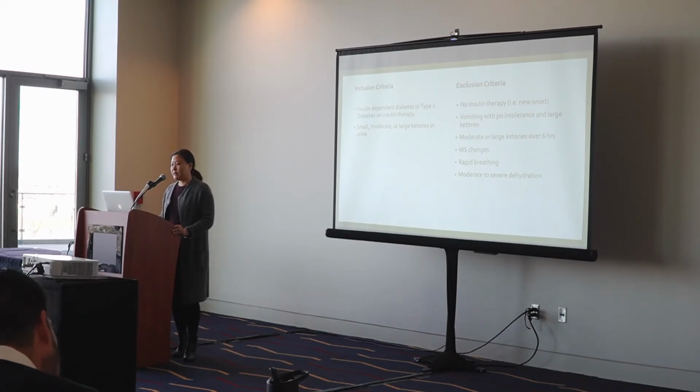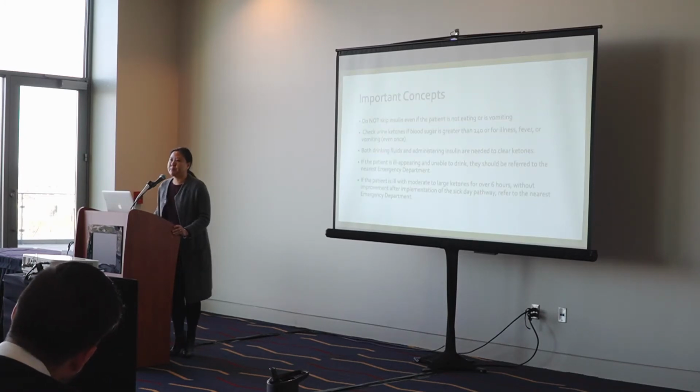If they're vomiting with PO intolerance and they have large ketones, so they're already towards the end of almost developing DKA, those patients should not be included in this pathway. They've had moderate to large ketones over 6 hours, and that could be by parent self-report, saying, we've been dealing with this for 6 hours, she's not getting better. Those kids go to the ER. Any signs of DKA, mental status changes, rapid breathing, moderate to severe dehydration.